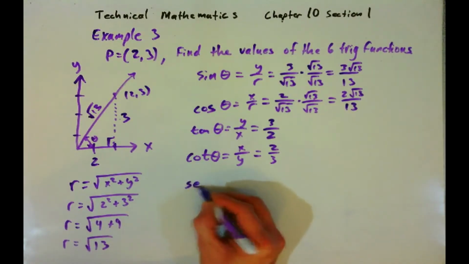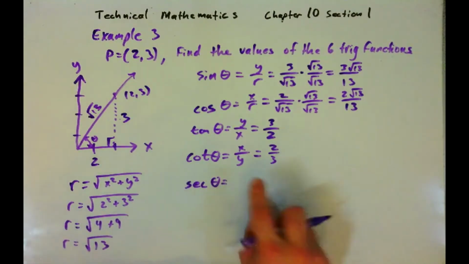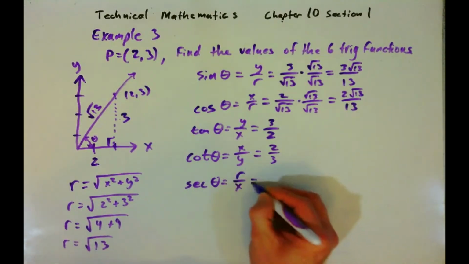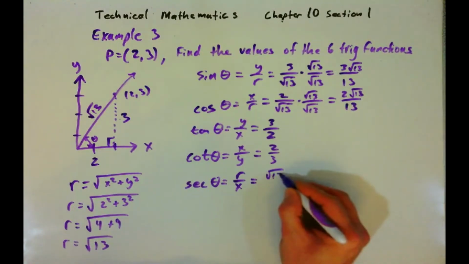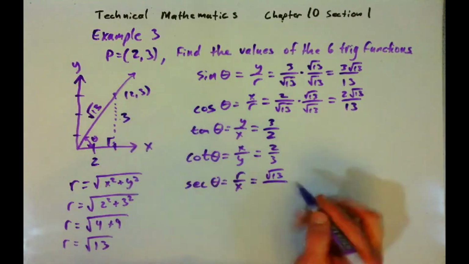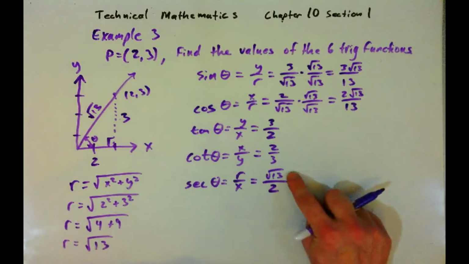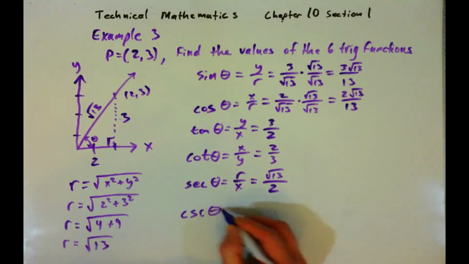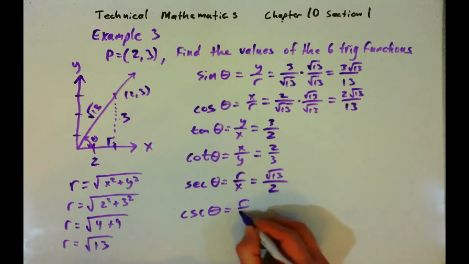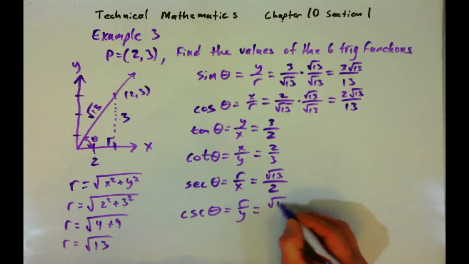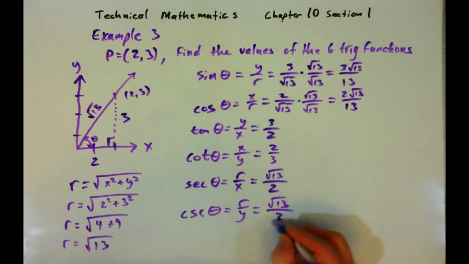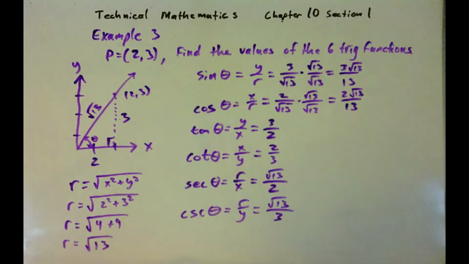Then the secant of theta is going to be r over x, where r is radical 13, and the x coordinate is 2. Here the radical is already in the numerator, so that'll be fine. And then the cosecant of theta, which is going to be r over y. R is radical 13, and the y value is 3. Again, the radical is in the numerator, and so this will be our answer.